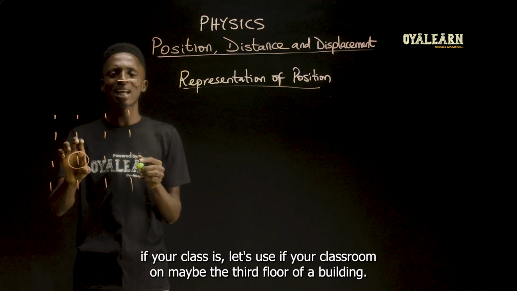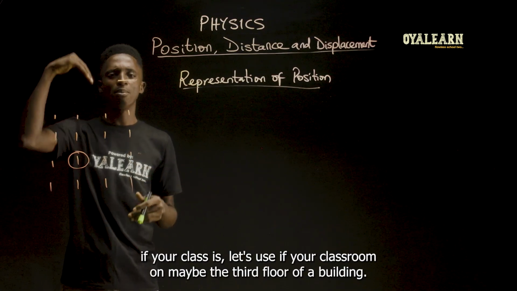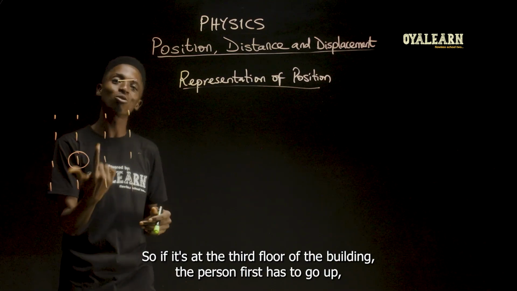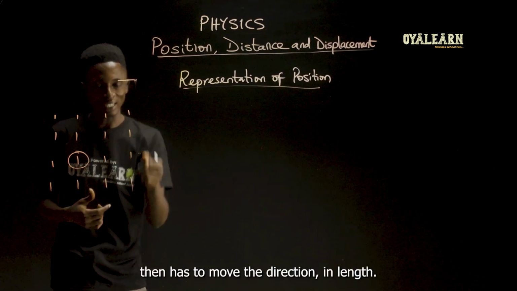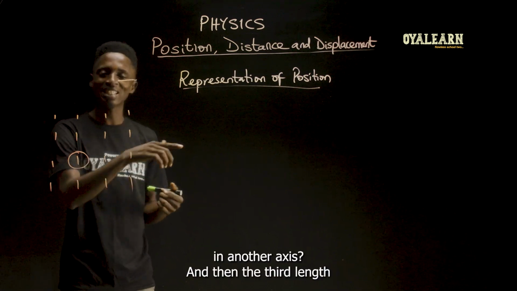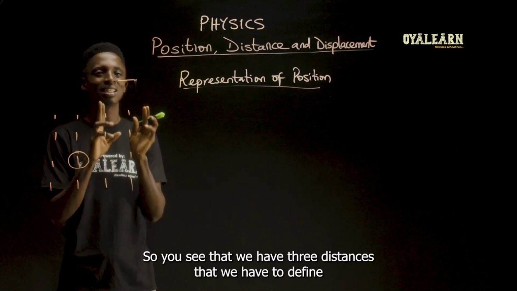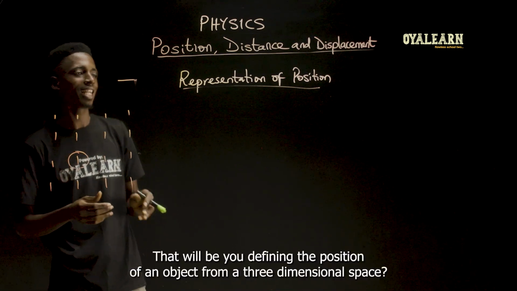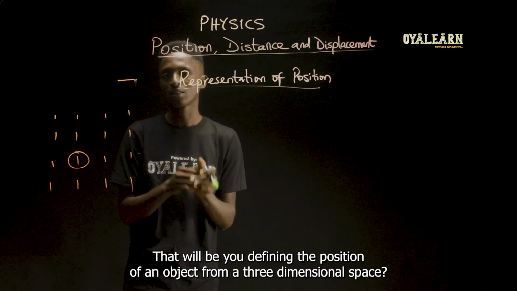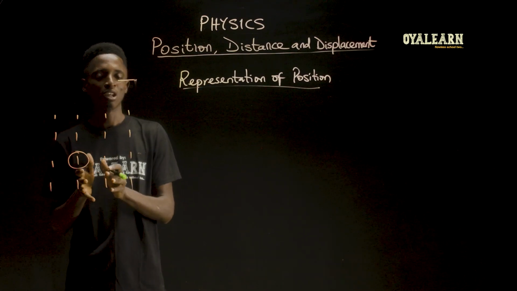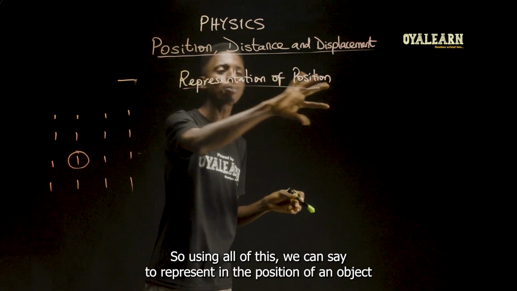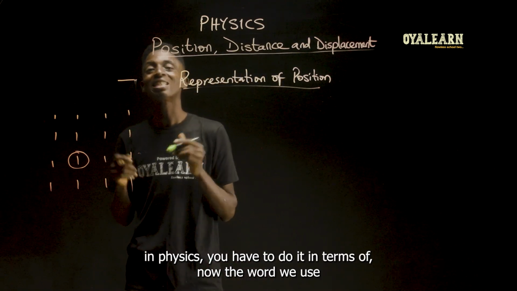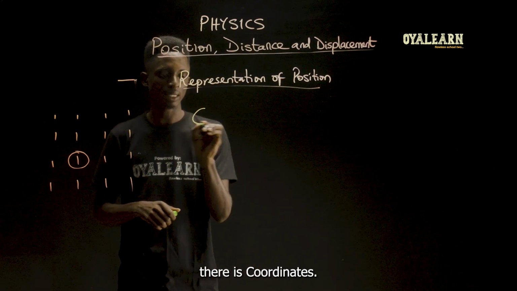Or for example, let's use your classroom on maybe the 3rd floor of a building, okay? If it's at the 3rd floor of the building, the person first has to go up, then move a length in another axis, and then the 3rd length. So you see there we have 3 distances that we have to define to get the position of that object. That will be you defining the position of an object in a 3-dimensional space. So using all of this, we can say to represent the position of an object in physics, you have to do it in terms of, now the word we use there is coordinates.